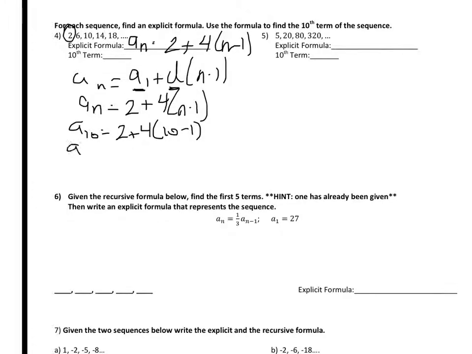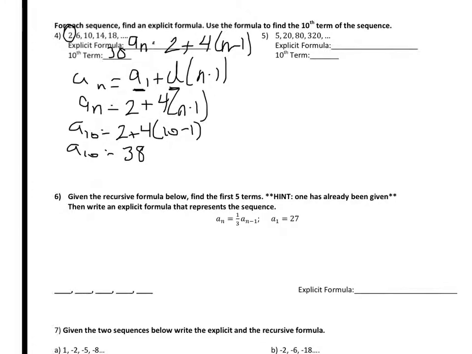Okay, so let's simplify what we got, and that's our 10th term. I got to do what's in parentheses first. So 10 minus 1 is 9. 4 times 9 by order of operations gives me 36. 36 plus 2 is 38. So that 10th term is 38.